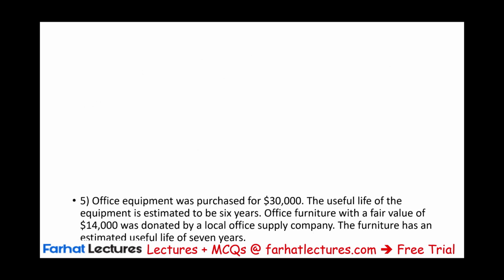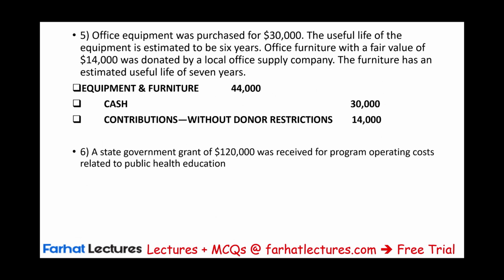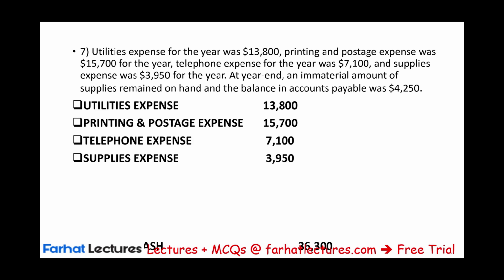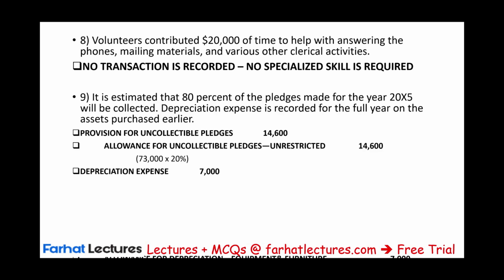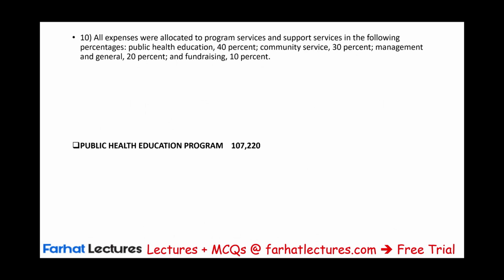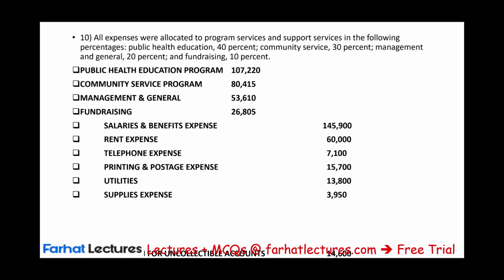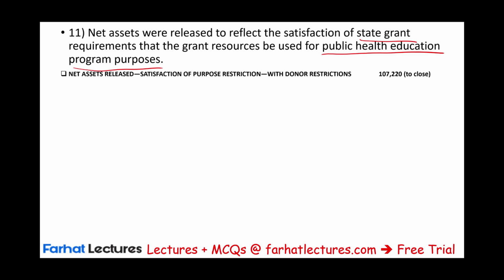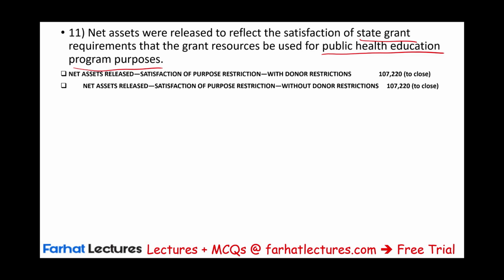Let me go back and show you one of the transactions that we worked in this session. One of the transactions that we did was that the state gave us $120,000 for public health education. We debited cash, we credited contribution with donor restriction program, $120,000. At this time, part of that amount is released from restriction. It satisfied the restriction requirement. Therefore, it's going to be moved from with donor restriction to without donor restriction.